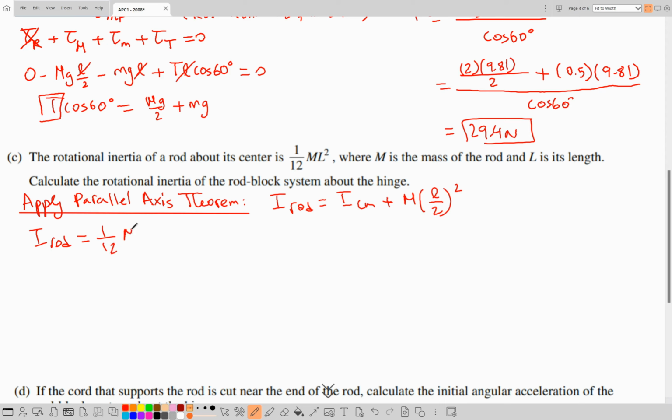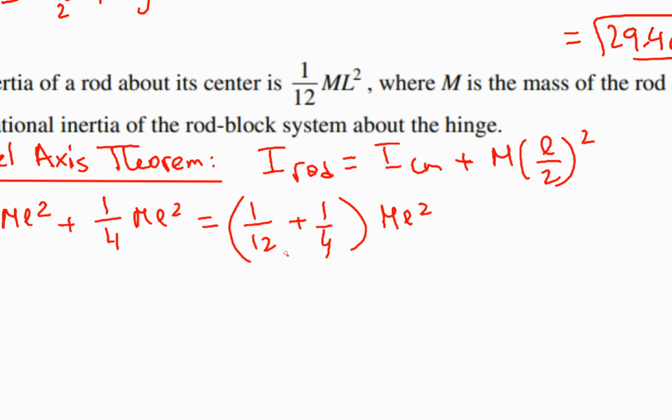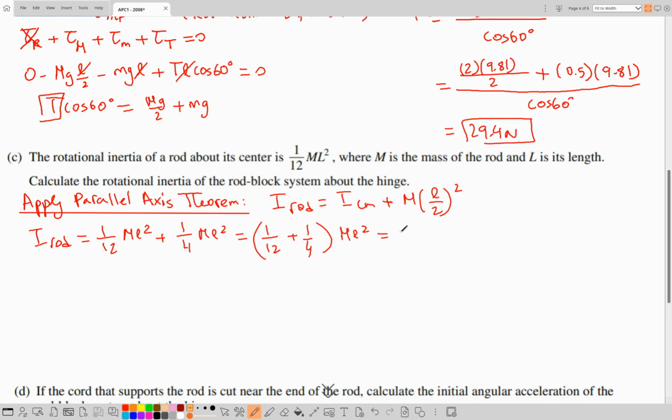Then I of the rod is given by I around the center of mass, which is 1/12 ML² plus 1/4 ML², and that would be 1/12 plus 1/4, times ML². Now adding these two fractions together, we're going to have 1/3 ML². Now this is the moment of inertia only for the rod.